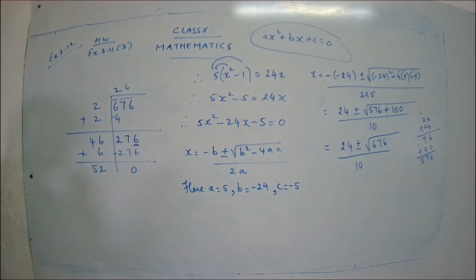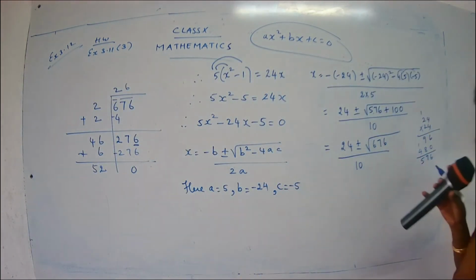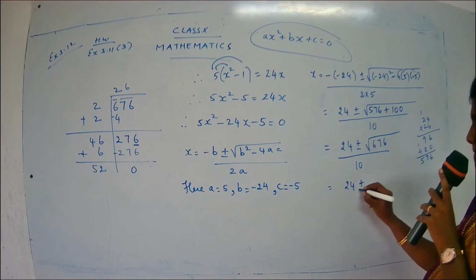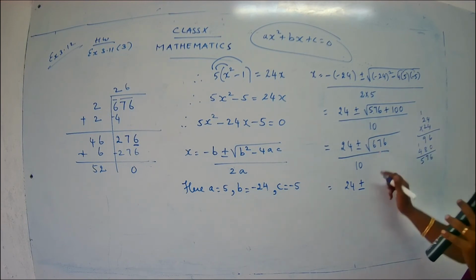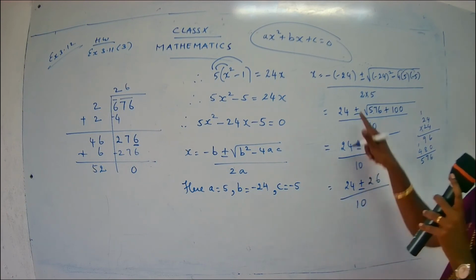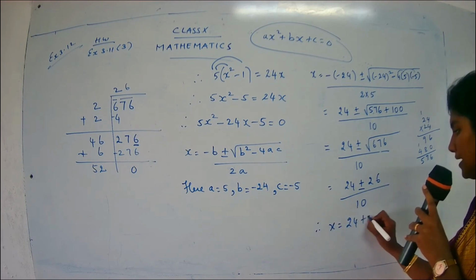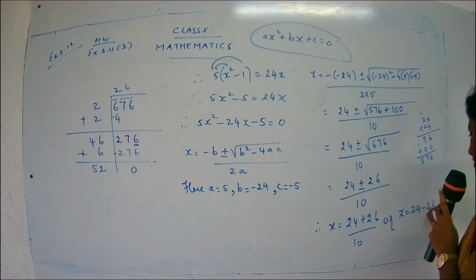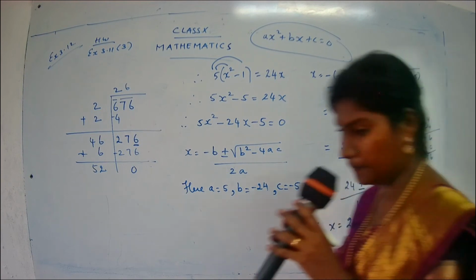Yes, I hope you have just recollected what we have done in our previous classes. Yes, children? Yes, good. So now let's complete the next step. So this is equal to 24 plus minus, what is that? What is the answer for square root of 676? It's 26 upon 10. So let's simplify further. So I'll just take the value for x. So therefore, x is equal to 24 plus 26 upon 10 or x is equal to 24 minus 26 upon 10. So what is 24 plus 26? Let's do the calculation.